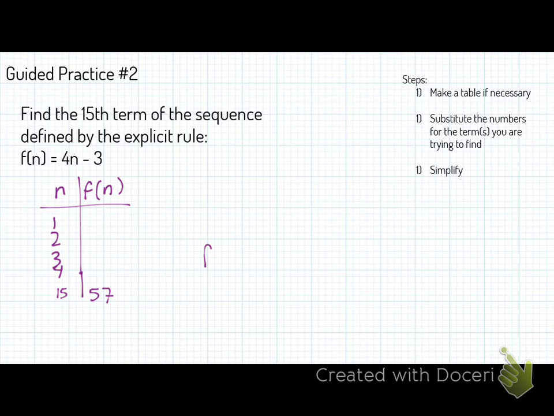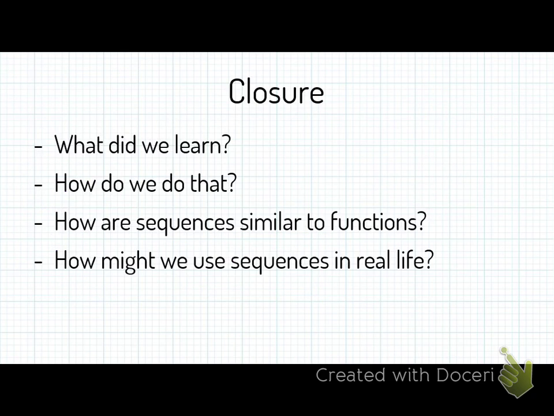So for the 15th term, I saw someone do this. I think Brayden did this. He wrote f of 15 is 57. That's really a good way to write this. I like the way he wrote this because it's like you're saying the 15th term is 57. It's got some meaning to it, okay? Okay, that concludes the lesson.